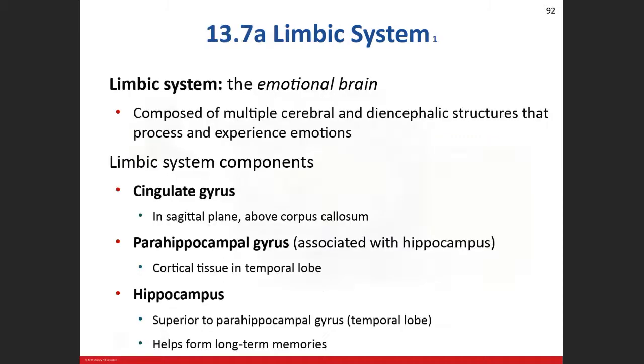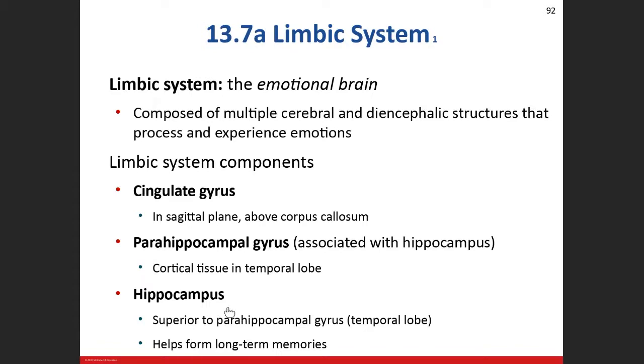And you can see them here. One of them is called the cingulate gyrus. In the sagittal plane, it's located above the corpus callosum. I will show it to you. It receives input from the other components of the limbic system. The other one is called the parahippocampal gyrus. It's cortical tissue in the temporal lobe.